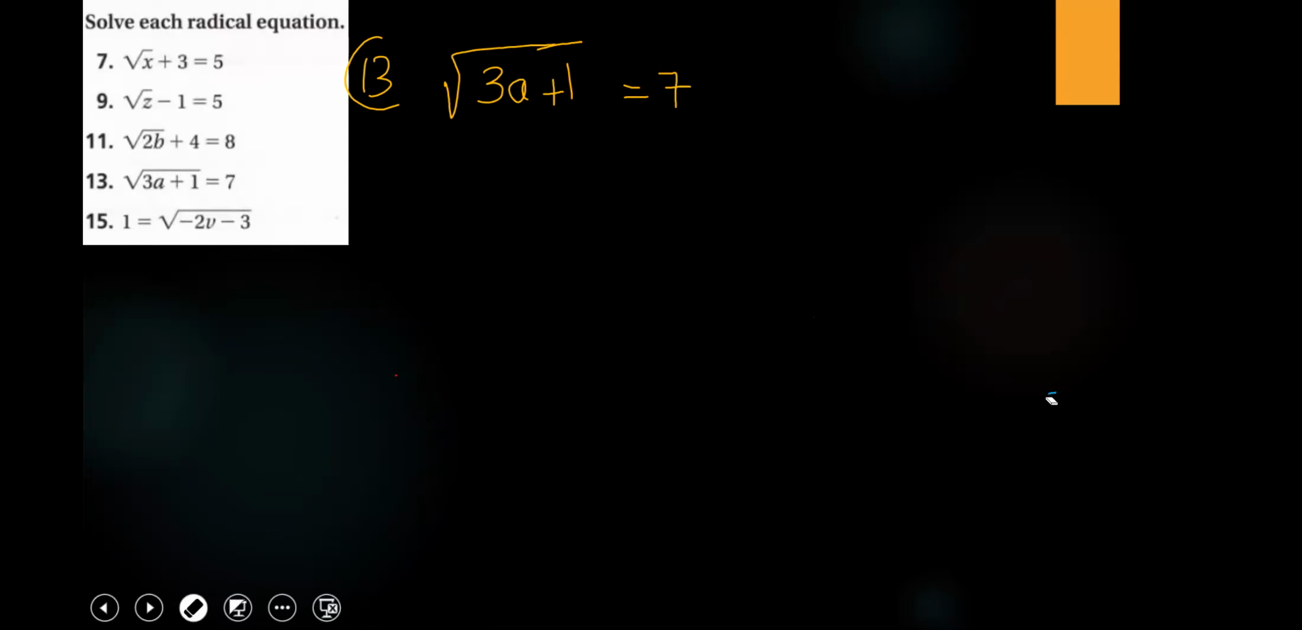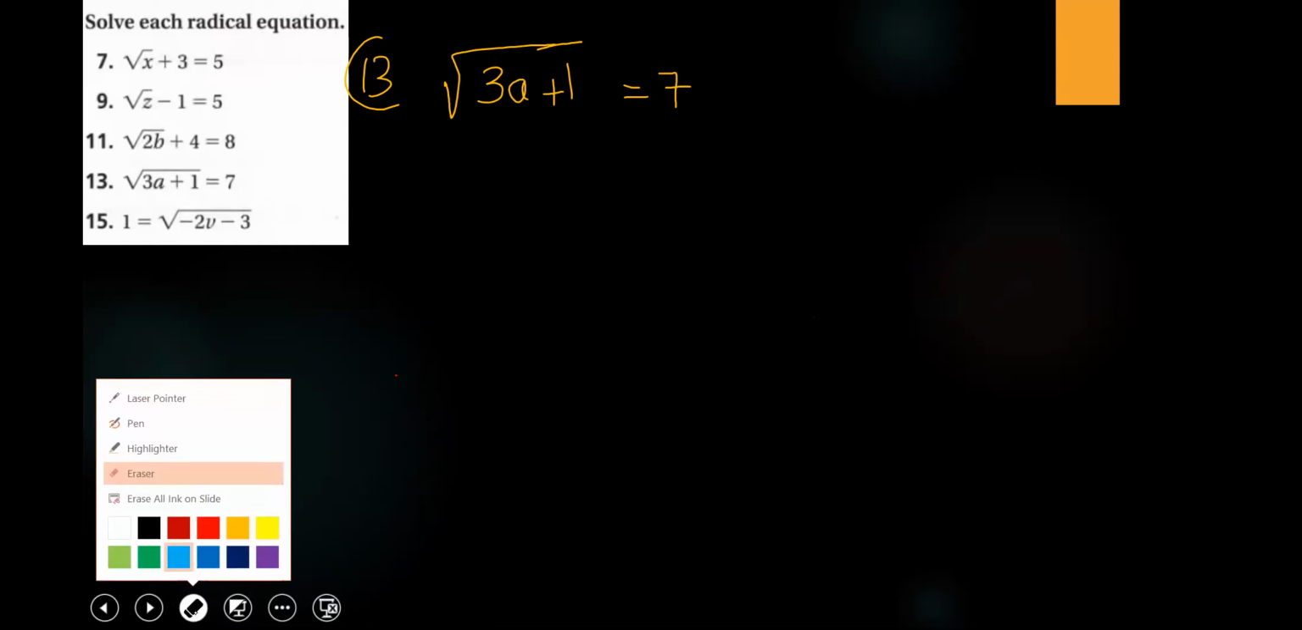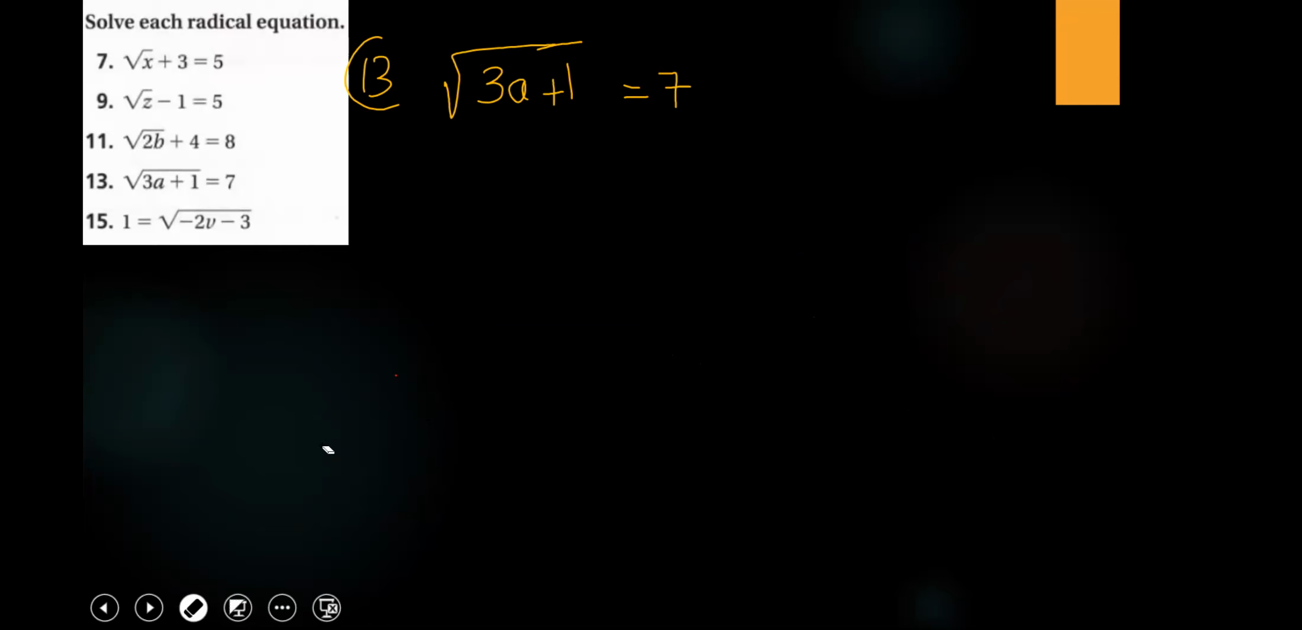Now, let's come back here. Here we have 3a plus 1 equals 7. I want to find the variable only. I don't want the square root. So how can I cancel it? Square it, exactly.